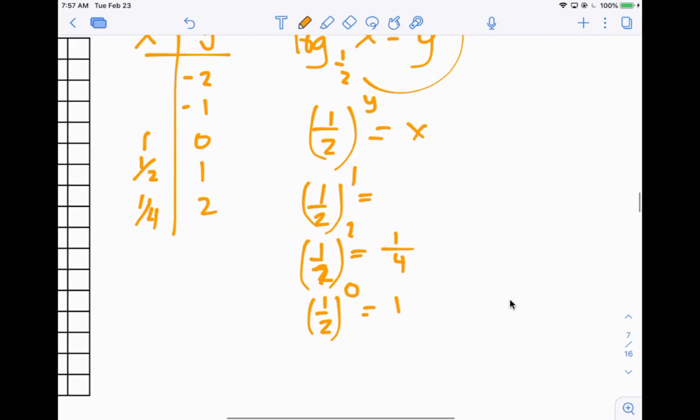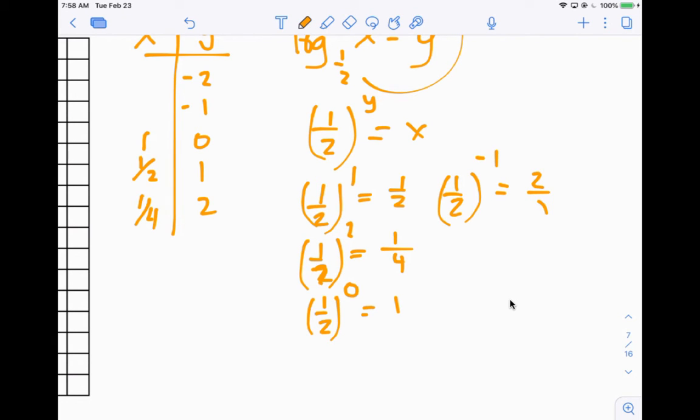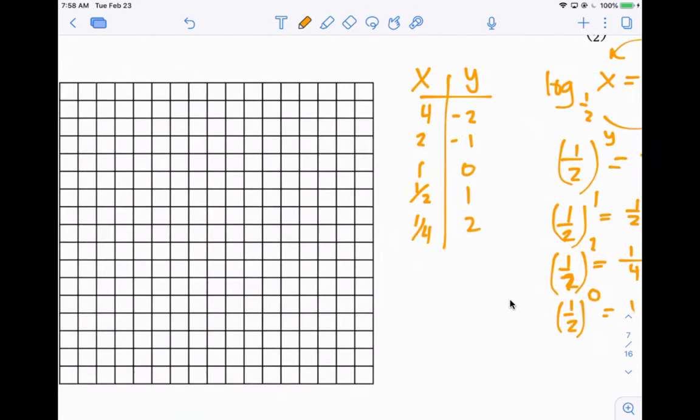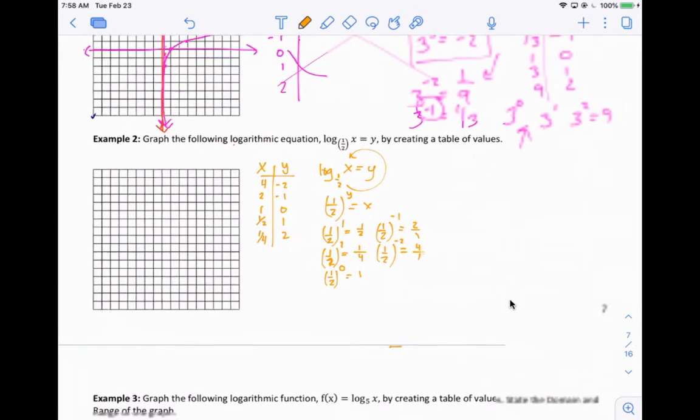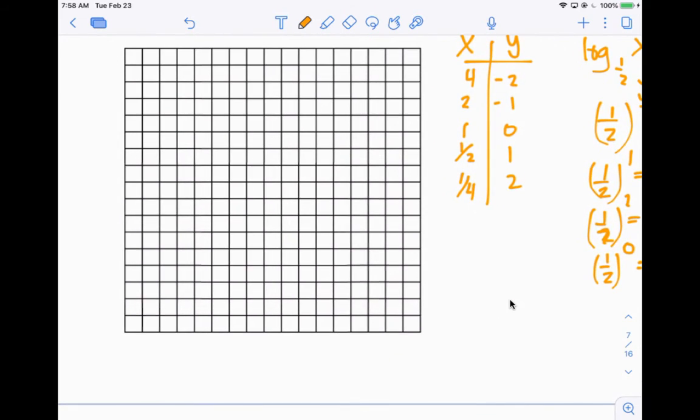Lovely. All right. What happens when you take 1/2 and you flip it over? You get 2/1 or a whole 2. What happens when you take 1/2, flip it over, and square it? You get 4/1 or a 4. And we have our data. Okay, we have our points that we're going to graph. Let's go ahead and do that now.